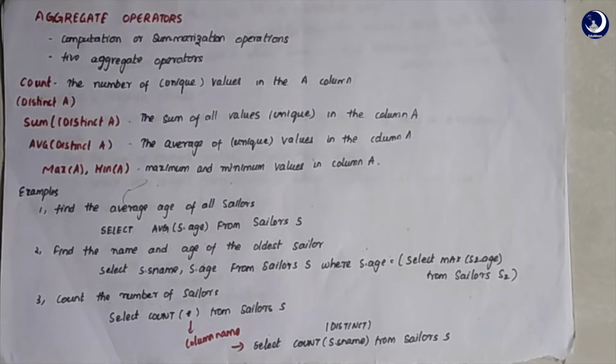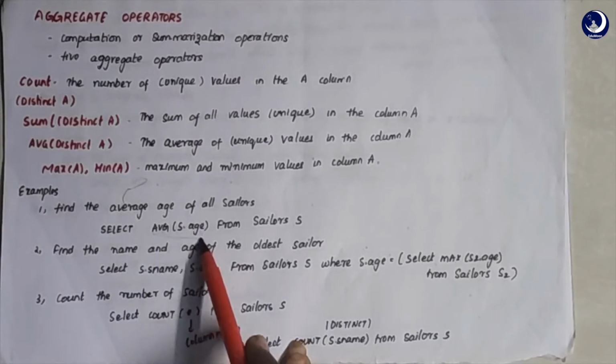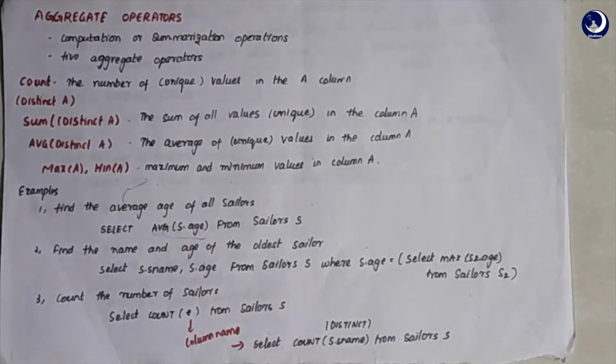The first question is, find the average age of all sailors. Of course, I forgot to say this: you can use these aggregate operators only in the select list. You're not supposed to use them in the where clause. You can only use them in the select list of the SQL structure that you have learned. You cannot place them in the where clause section. So for this the answer would be select average of the column name that you want to perform the average on. So select average of s.age from sailors S.